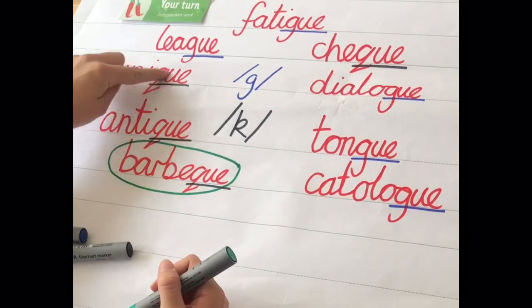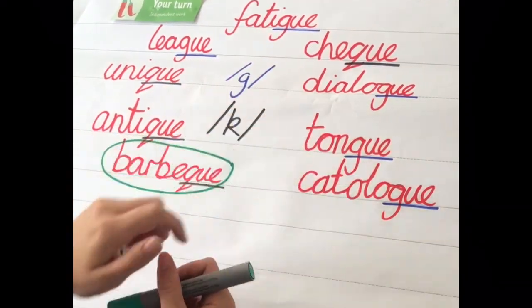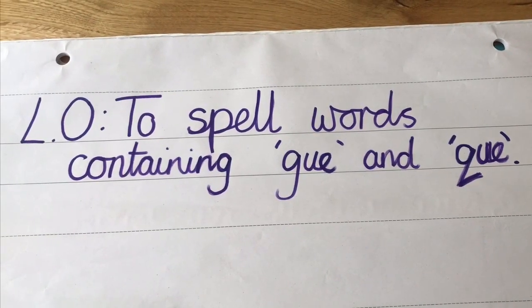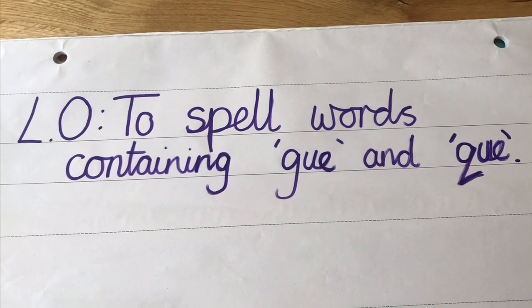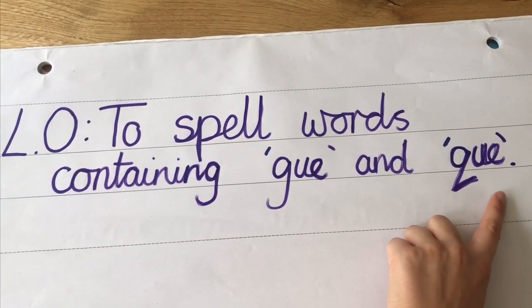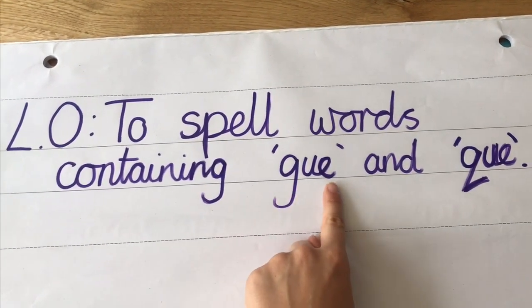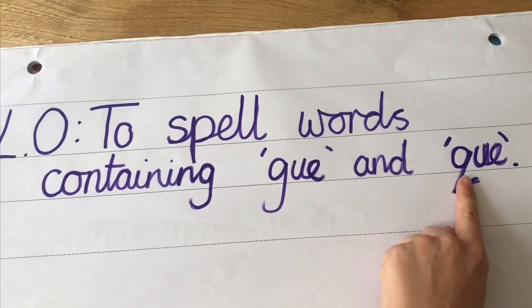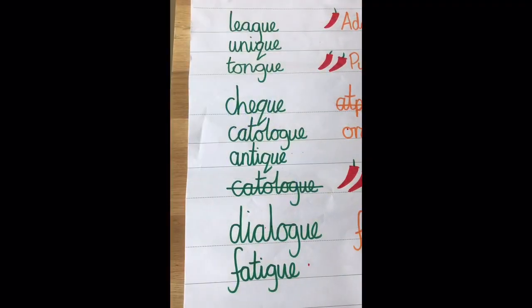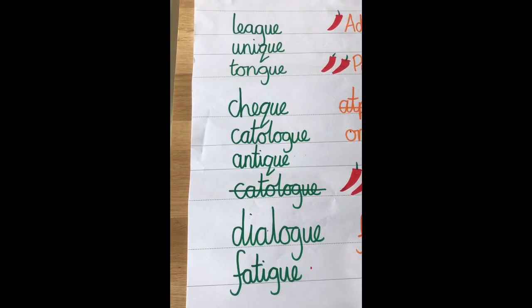Okay, so let's focus on the rest of the words in today's spelling. Today's learning objective is to spell words containing G-U-E and Q-U-E. Now remember, these make the G sound, and these letters make the K sound. Here's a list of this week's spelling words.